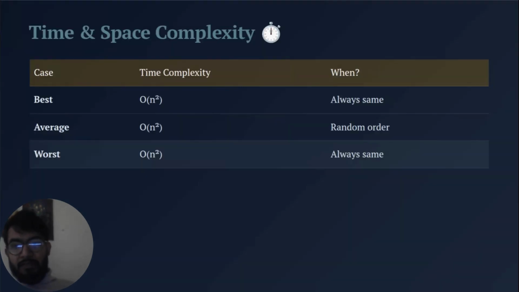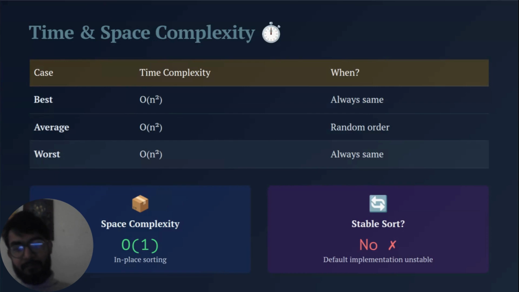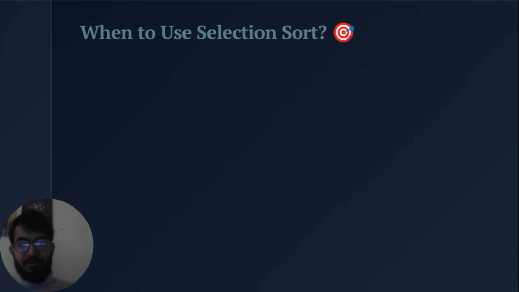Well, and what about the time and space complexity? The best case time complexity is big O n square, it's always the same, and on the average case the time complexity is also big O n square. And for random order and the worst case, it's also always the same. The space complexity is big O 1, as it is an in-place sorting, but it's not a stable sort at all.